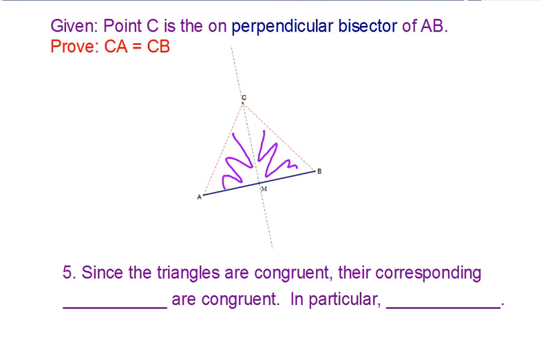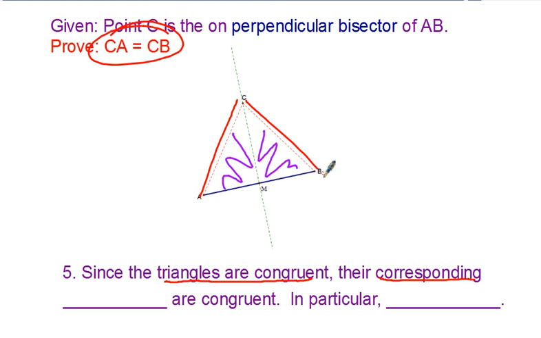If two triangles are congruent, then their corresponding sides and angles are congruent. Specifically, we'll want to show that the sides are congruent. So let's write that in. The sides are congruent, and in particular, side CA is congruent to side CB. And that's exactly what we were trying to show, that these were equal.